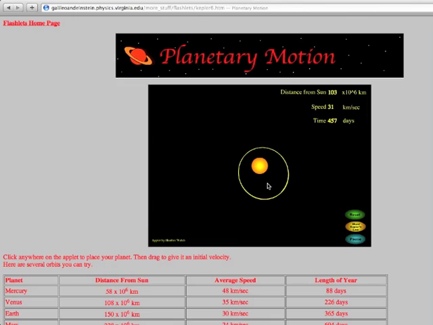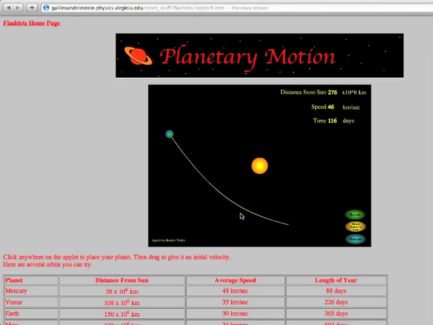Usually what happens is it has slightly more velocity than it needs to stay in a circular orbit, and therefore its orbit will be elliptical. Now let's see what happens if I have a planet that has a very high velocity. Let's see what happens when I let that go.